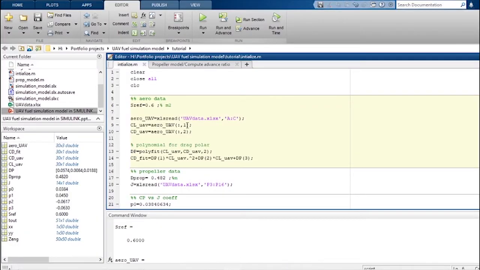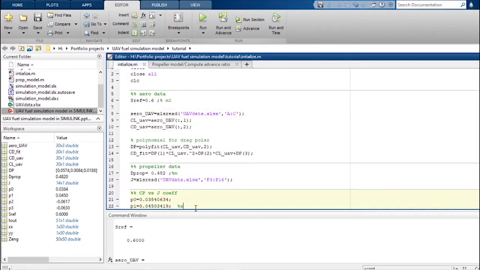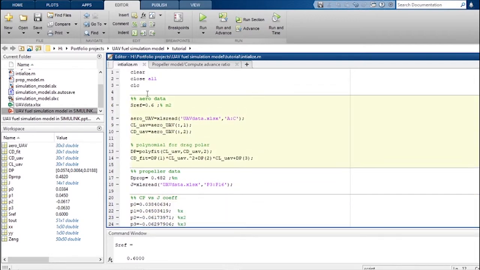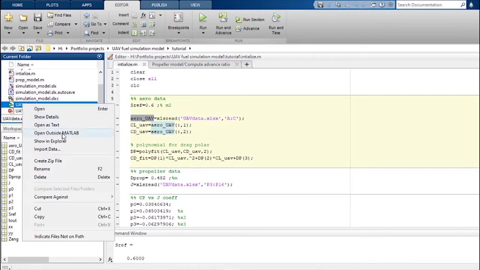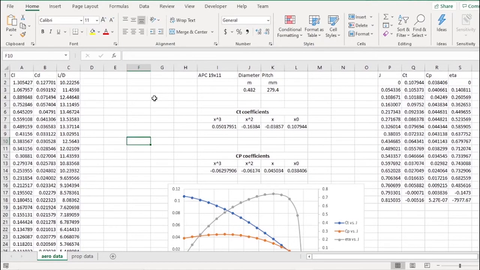To start off our simulation, we need to first generate an initialization script. For this study, I have generated a file called initialize, and I'm also inputting my reference aero data. I have an Excel file within which I have my drag polar data, which I will show you shortly. I have my Excel data sheet wherein I have already preloaded the required aerodynamic coefficients. The first column has the lift coefficient, followed by the drag coefficient and the lift to drag ratio.